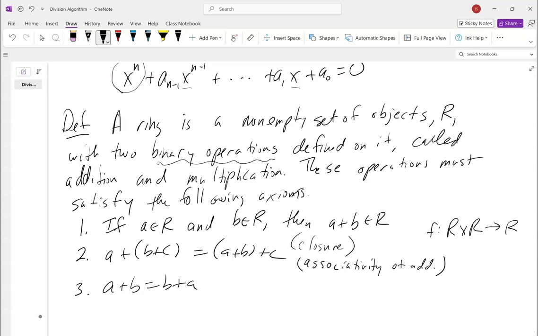What's that one called? Commutativity, yes.